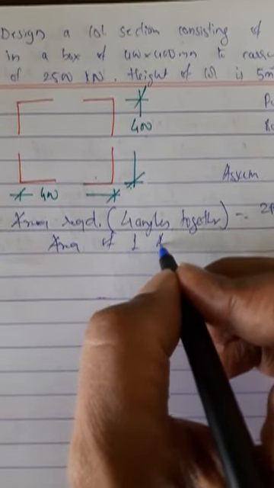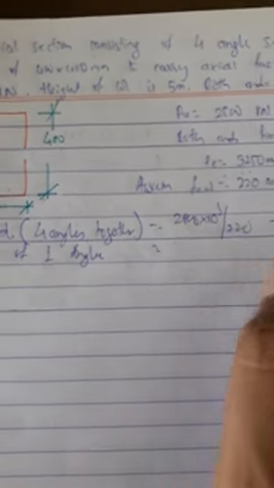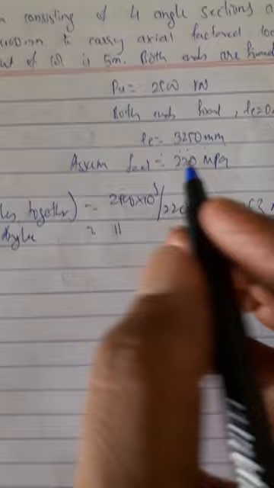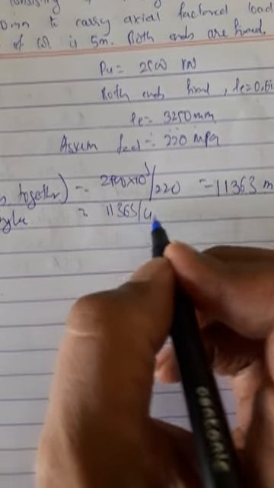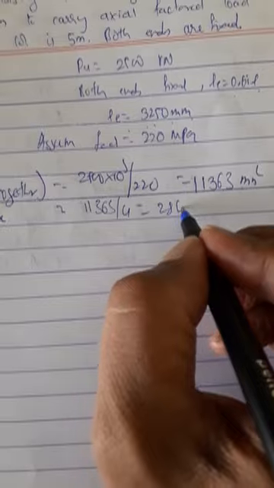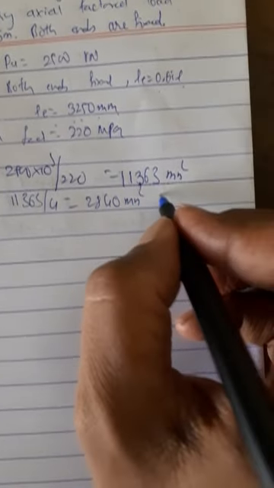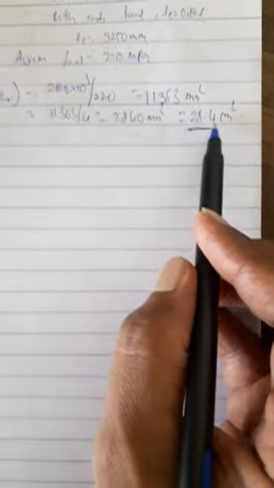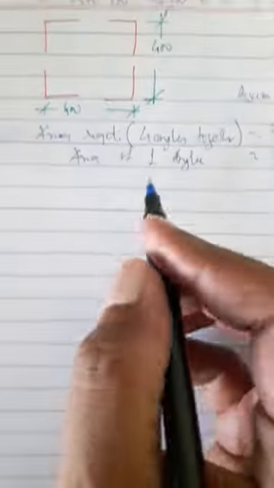Area of one angle. So area of one angle is 11363 divided by 4. So you get 2840 mm square or 28.4 centimeter square. Hence area of one angle will be 28.4 centimeter square. Now you have to choose one angle whose area is little more than 28.4. So refer to the steel tables.